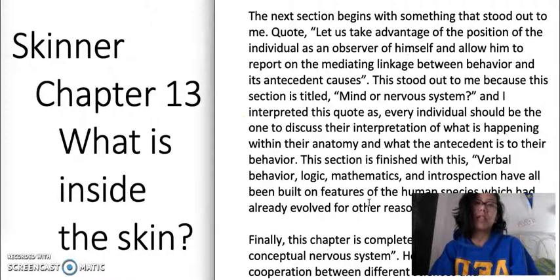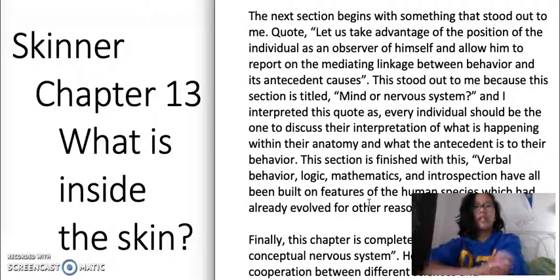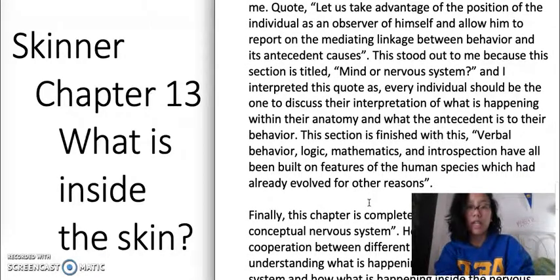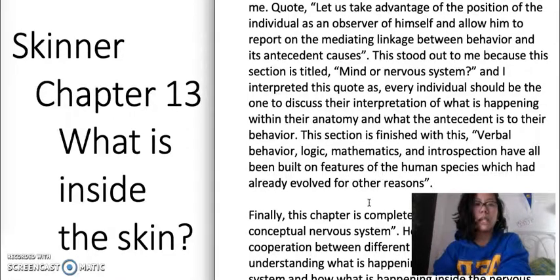The next section begins with something that stood out to me. Quote, "let us take advantage of the position of the individual as an observer of himself and allow him to report on the mediating linkage between behavior and its antecedent causes." This stood out to me because this section is titled Mind or Nervous System, and I interpreted this quote as every individual should be the one to discuss their interpretation of what is happening within their anatomy and what the antecedent is to their behavior.